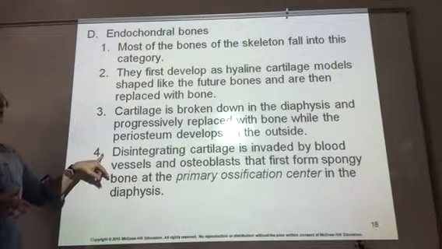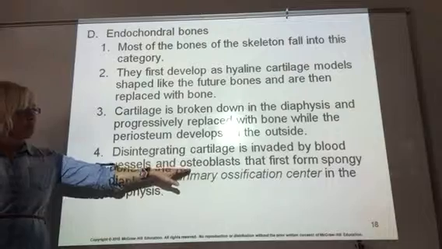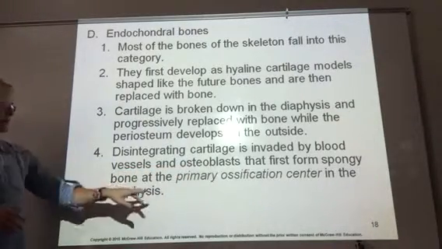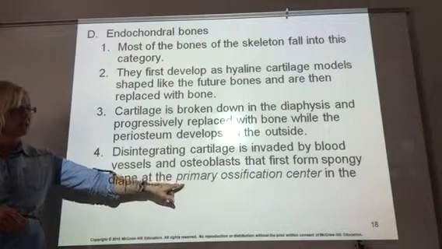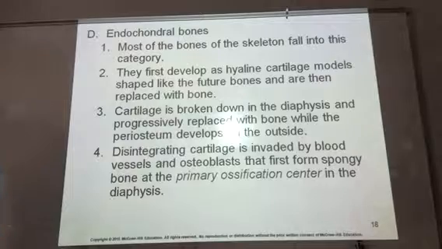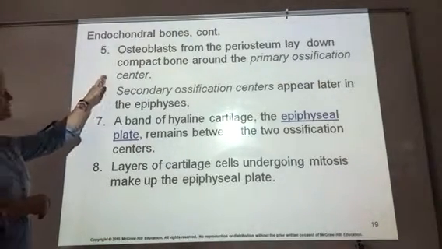So my cartilage is invaded by blood vessels. These osteoblasts, cell builders, are going to form spongy bone at the primary ossification center in the middle of the diaphysis. Primary means first. So it is first in the middle, in the shaft, in the diaphysis. Then the periosteum is going to form compact bone again around that center.